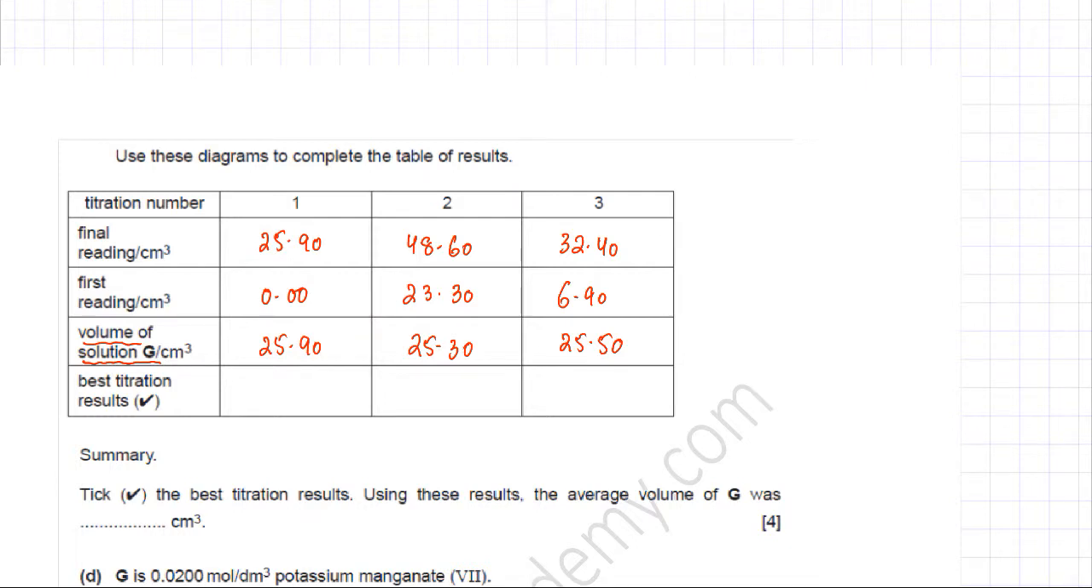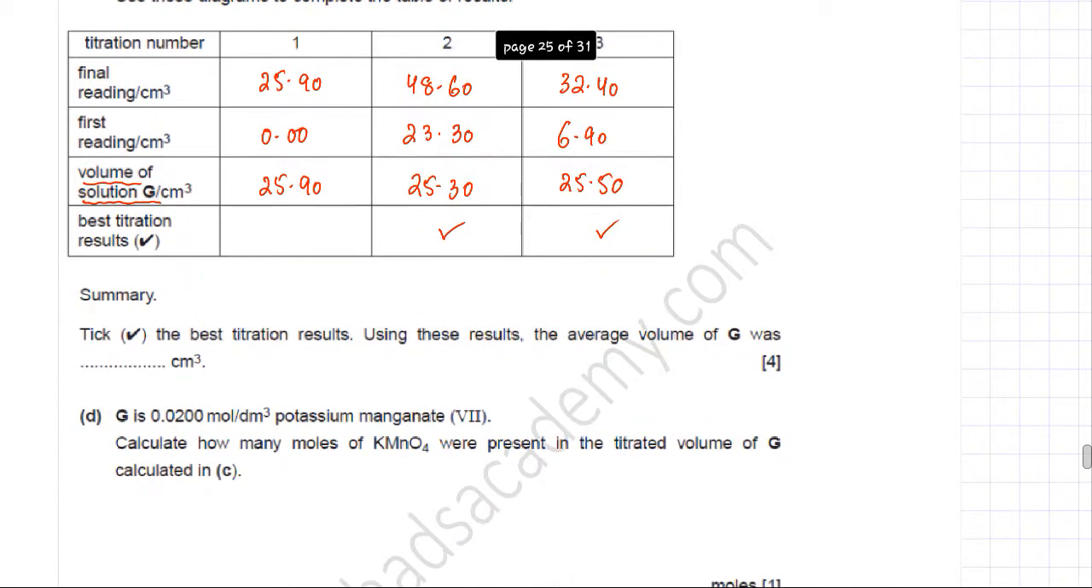So I'm going to take these two values because they are very close to each other. These are my best titration results. The second and the third titrations are giving me the best results. After taking the best titration results, use these to find the average volume of G which was used.